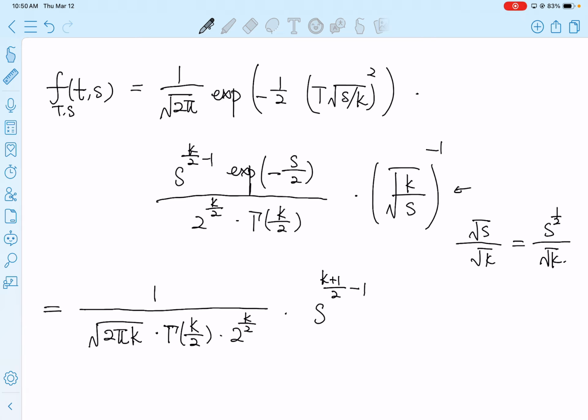Minus a 1. Okay? Instead of 3 terms, I just group them into 2 terms. So k plus 1 over 2 minus a 1 as the power for s. Okay. So the only thing that we have not yet covered is the 2 exponential terms.